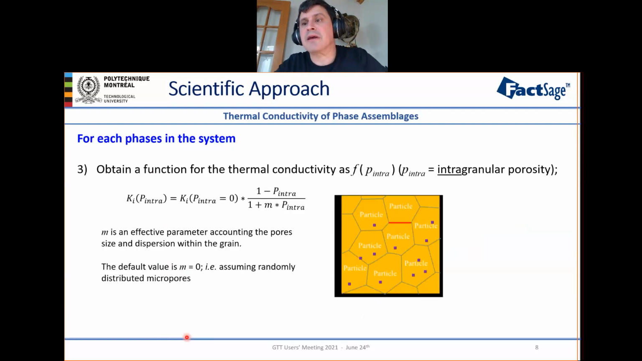Now, the third function related to the phase is the intragranular porosity, as highlighted here in this little picture. Here we basically have dilution of the thermal conductivity, linear dilution, as a function of the intragranular porosity. It can be made nonlinear if the value of the M parameter at the denominator is different than 0. This is an effective parameter that is accounting for pore size and dispersion within the grain. It's a parameter that is not stored, but the user will have to provide, 0 being the default.